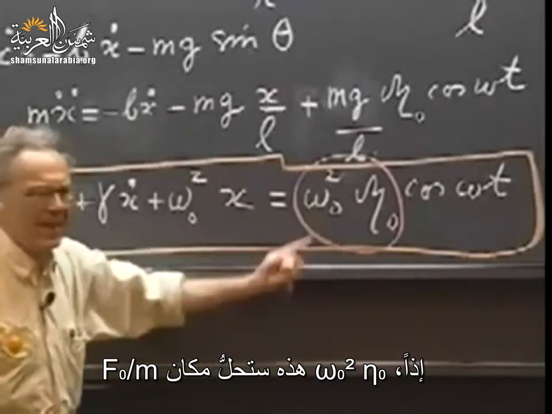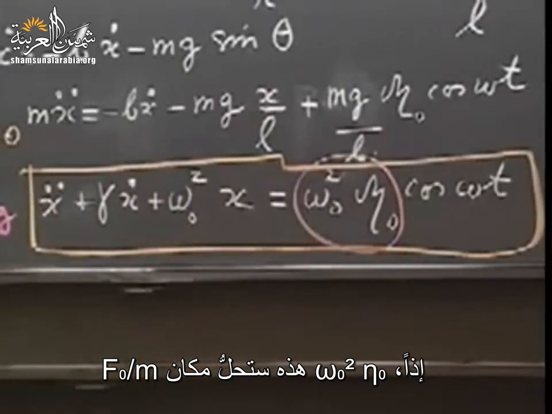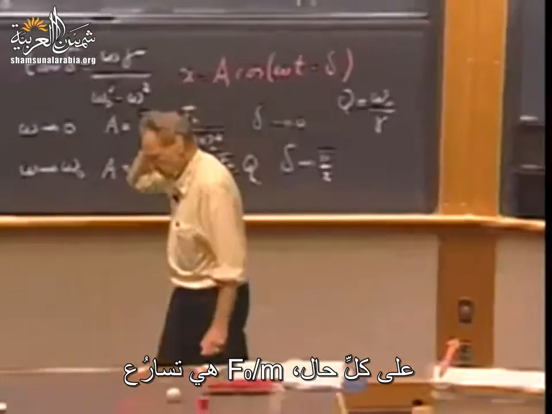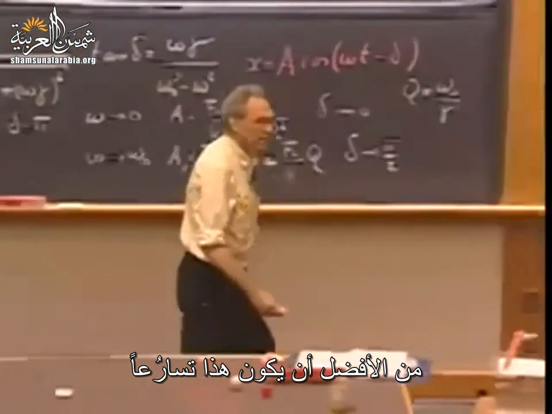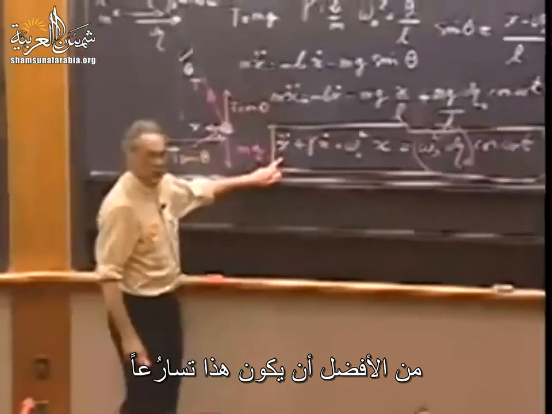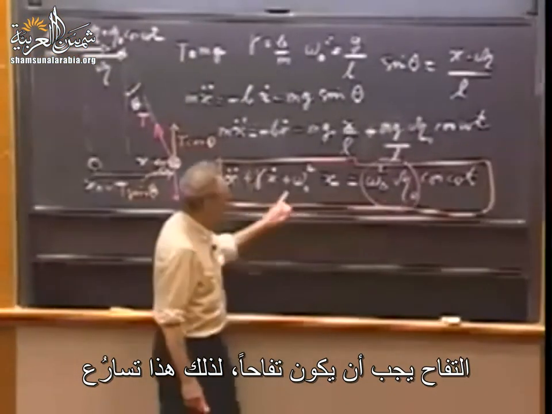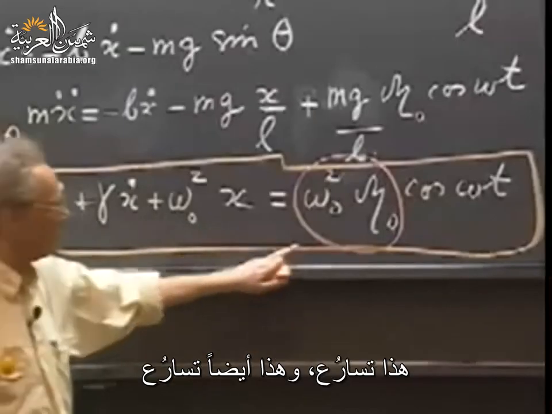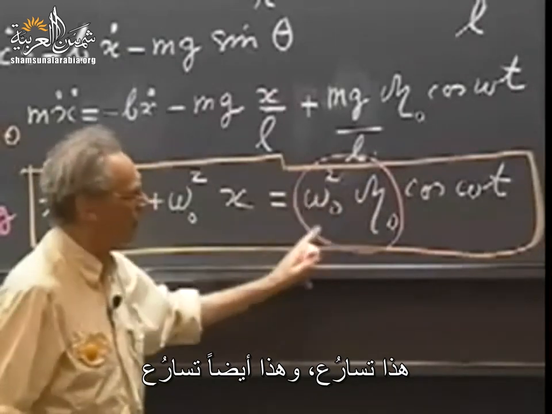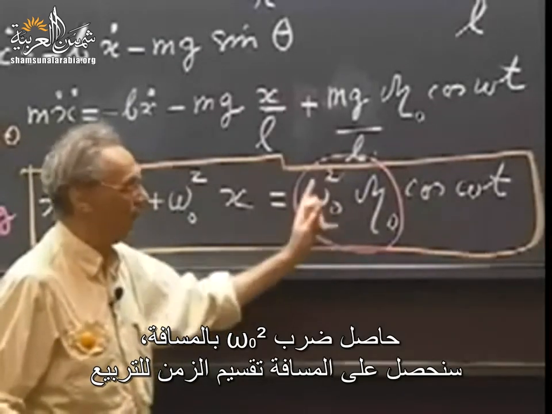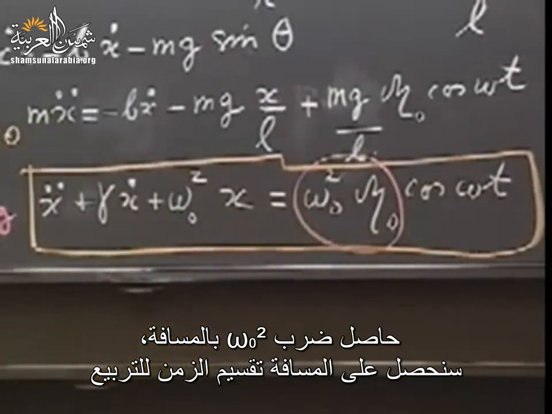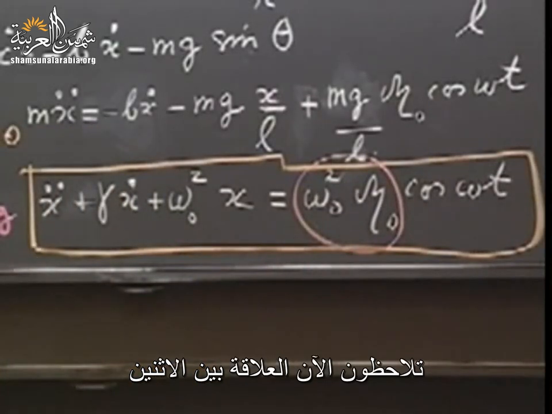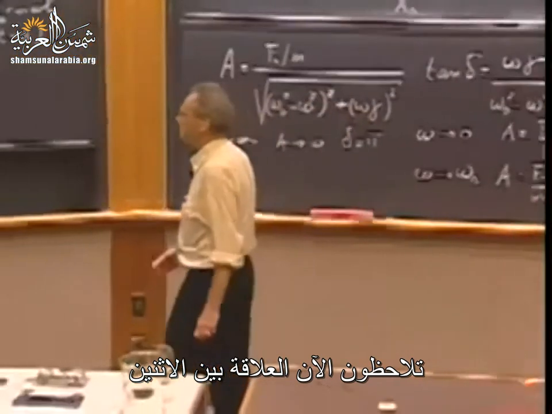So this takes the place of my earlier f0 divided by m. f0 divided by m is an acceleration, by the way. Now it better be an acceleration, because this is an acceleration, and apples have to be apples. So this is an acceleration, this is an acceleration, and this is also an acceleration. Multiply omega squared by distance, then you get distance divided by time squared. So you see now how the connection between the two go.